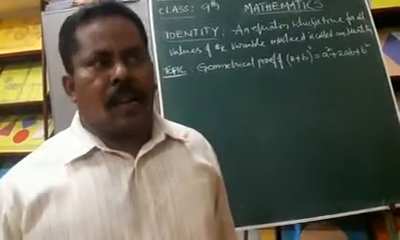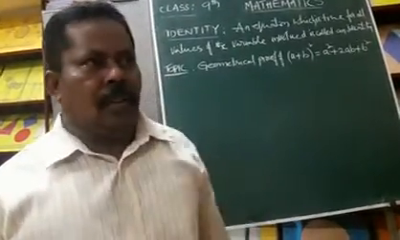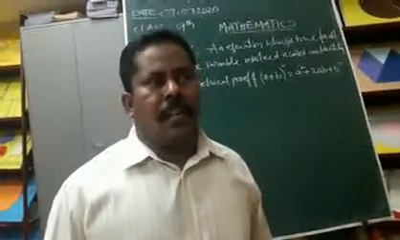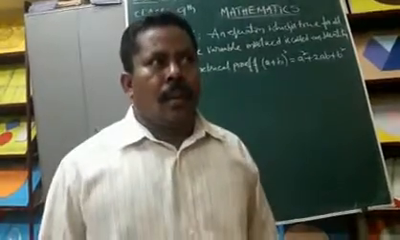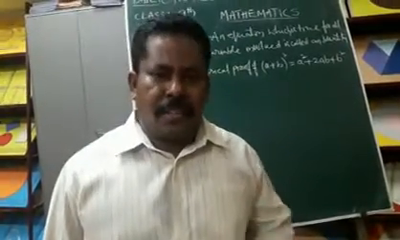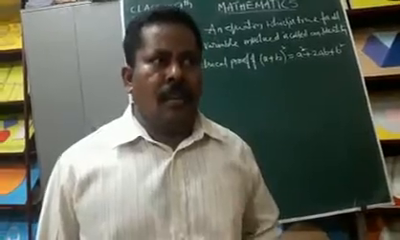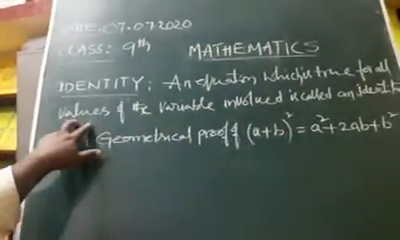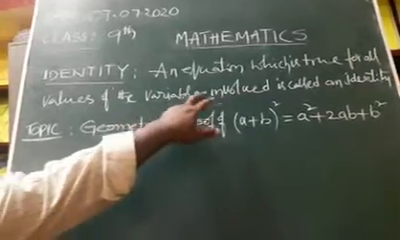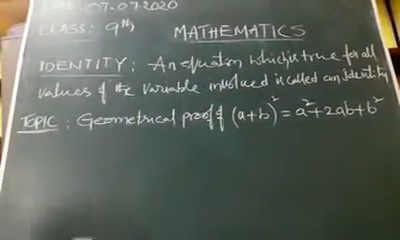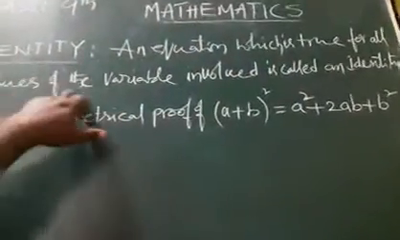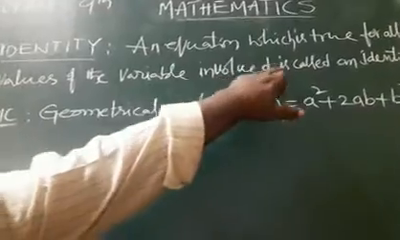Okay, children, in this class, we are going to discuss algebraic identities and its proofs. Now first of all, what is an identity? See, children, an equation which is true for all the values of the variable involved is called an identity.